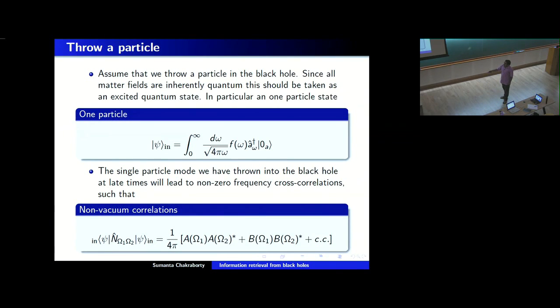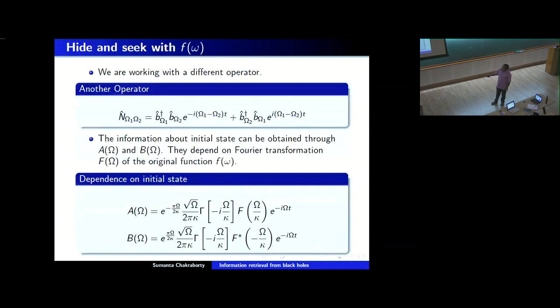So what we will look at is this object N of omega 1, omega 2. This is the cross correlation between two frequencies, omega 1 and omega 2, and you take the expectation value with respect to this state psi in. It can be written in terms of two functions, one is A, the other is B. So these are the forms of A and B, and this N is essentially the cross correlation where you take B dagger and B at two different frequencies and its conjugate.